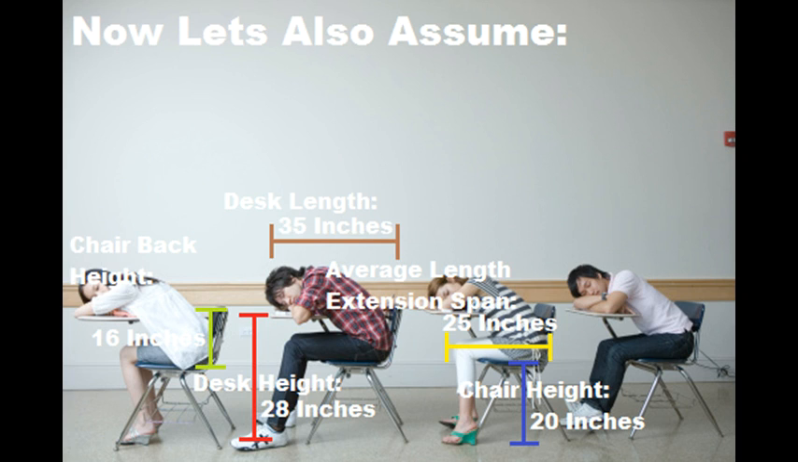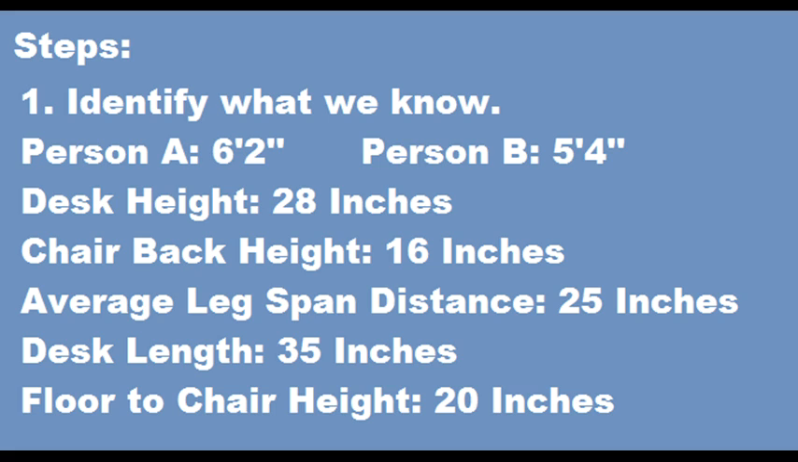Step 1. Identify what we know. So person A is 6'2". Person B is 5'4". The desk height is 28 inches. The chair back height is 16 inches. The average leg span distance is 25 inches. The desk length is 35 inches. And the floor to chair height is 20 inches.